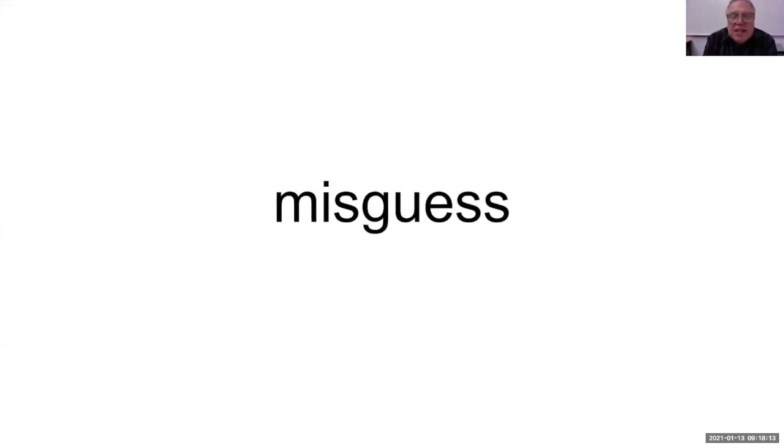What do you think misguess means? This is so simple. But by knowing these prefixes, we will add to our vocabulary immensely. That's right. Miss means to guess wrongly. To make a mistake in our guess. Okay?